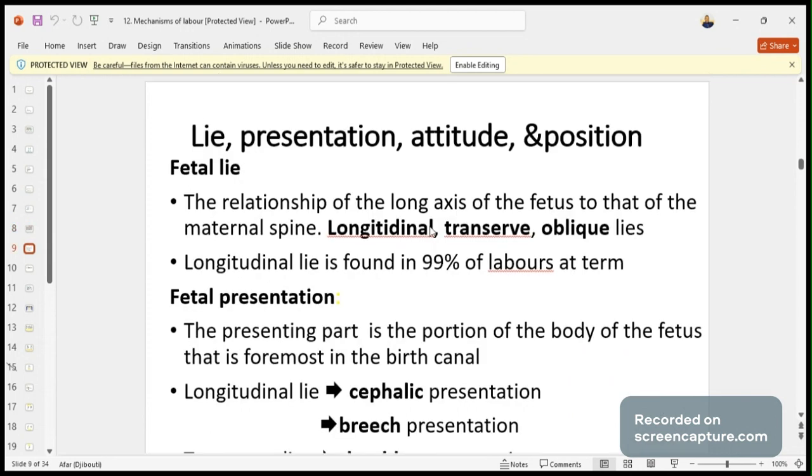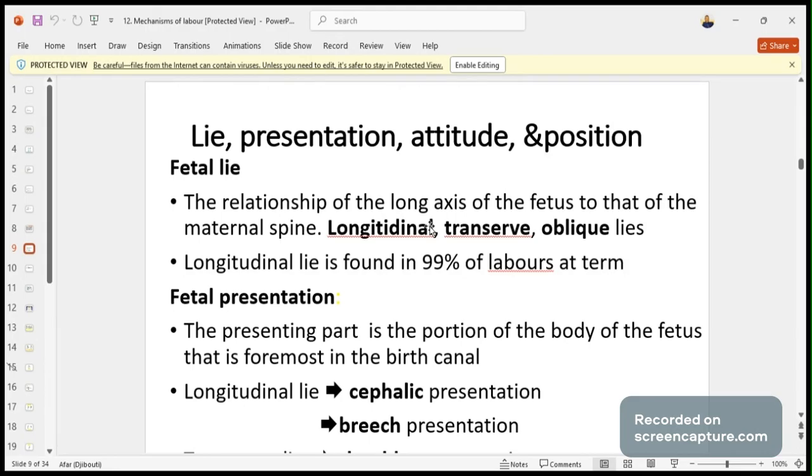Now, let's check on what we call the lie, presentation, attitude and position. The relationship of the long axis of the fetus to that of the maternal spine is what we call the lie. It can be longitudinal, can be transverse, can be oblique. Longitudinal lie is found in 99% of labors at term.